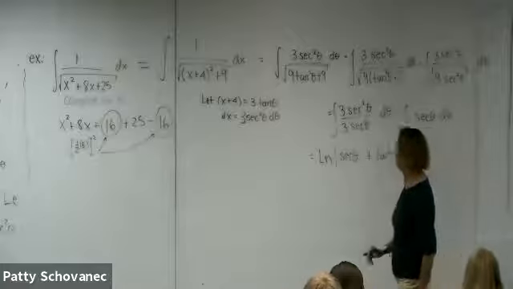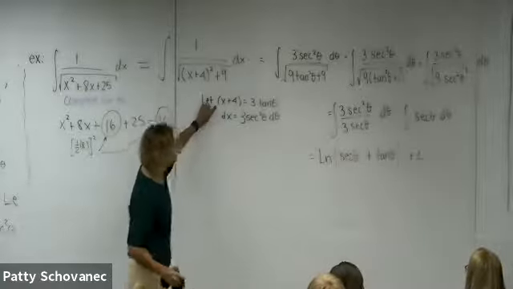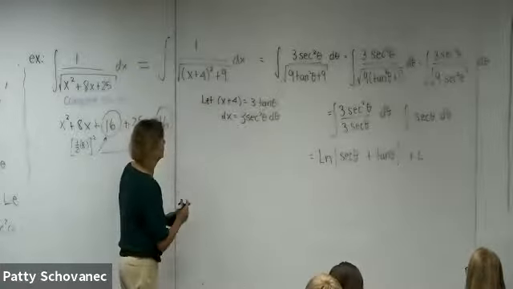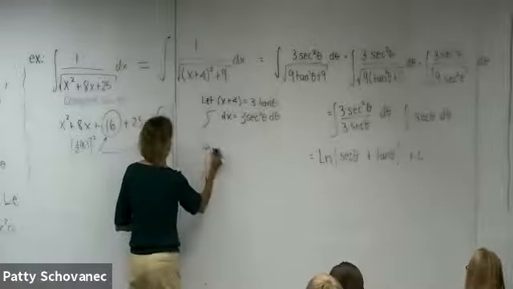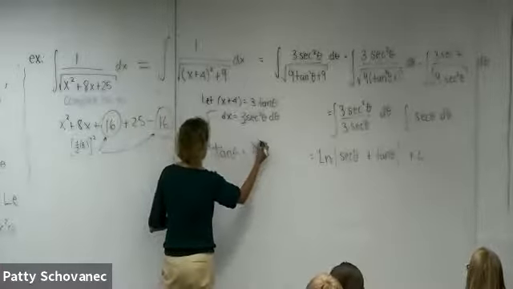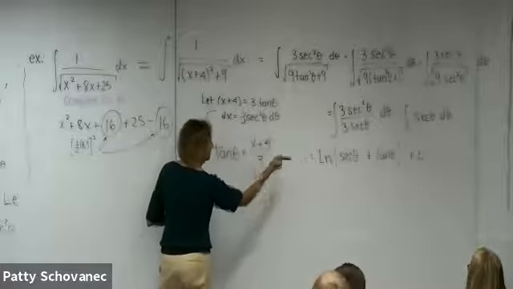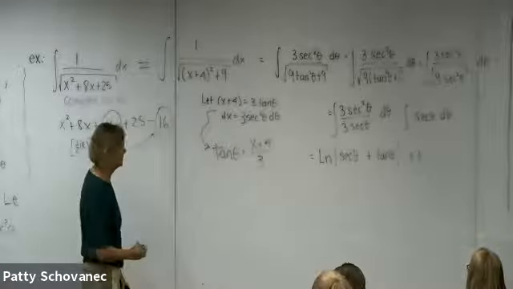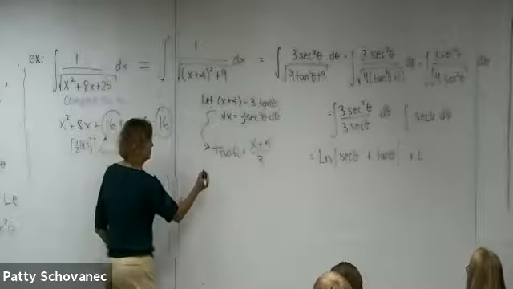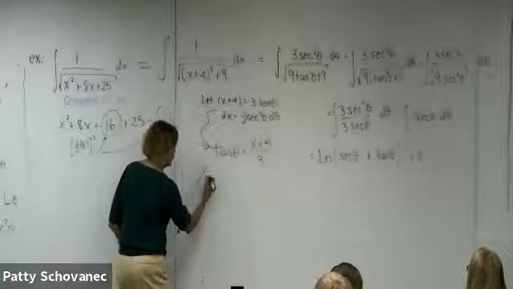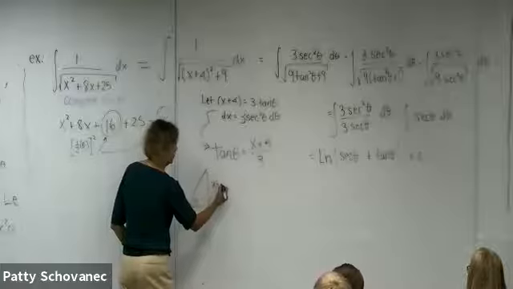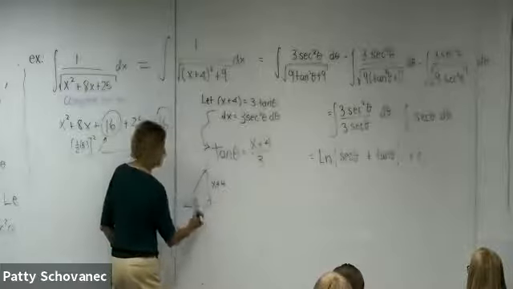All right, let's go back then. We're going to go to here and say that the tangent of theta is (x plus 4) over 3. So that tangent of theta is going to be replaced by that. That represents the opposite over the adjacent. Let's put an angle theta here so that its opposite is x plus 4 and its adjacent is 3.